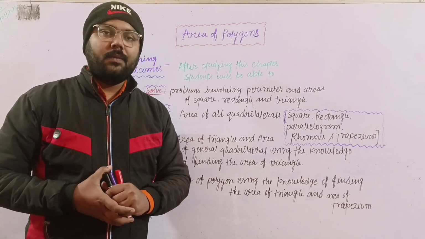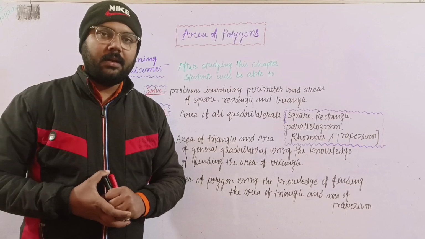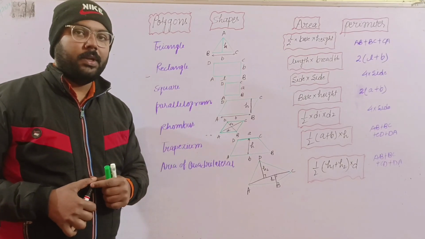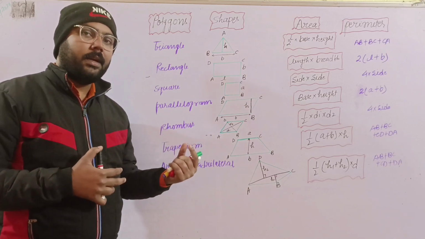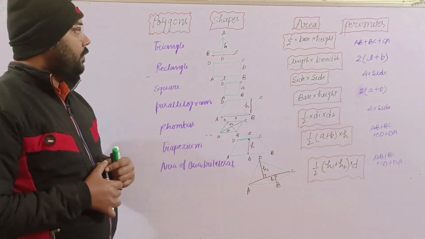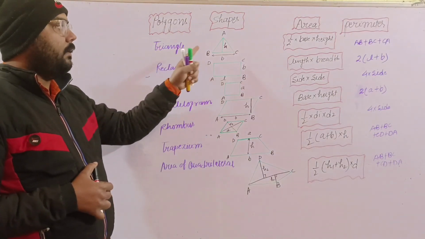So let's see all formulas of perimeter and area of polygons. One by one I'll explain about the area and perimeter of all polygons, and then in the next slide I'll prove to you also from where these formulas came. Now you can see first one is triangle.